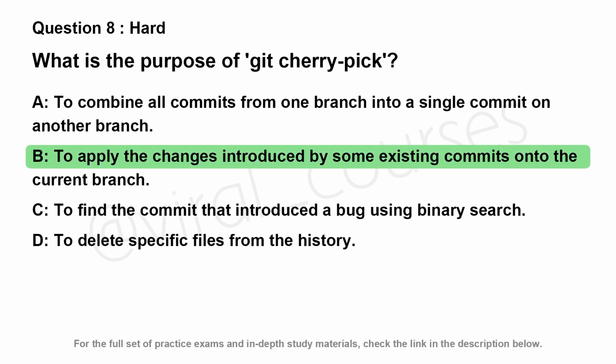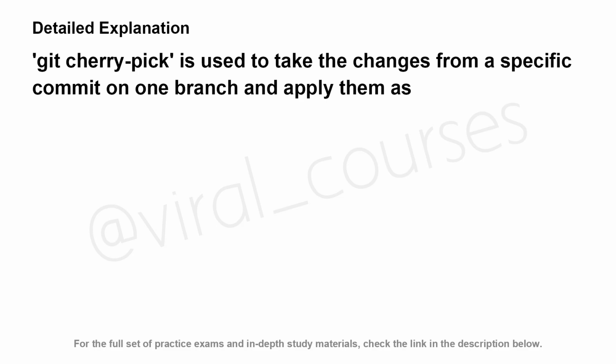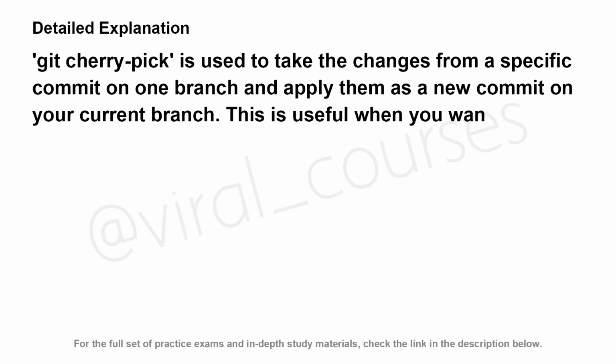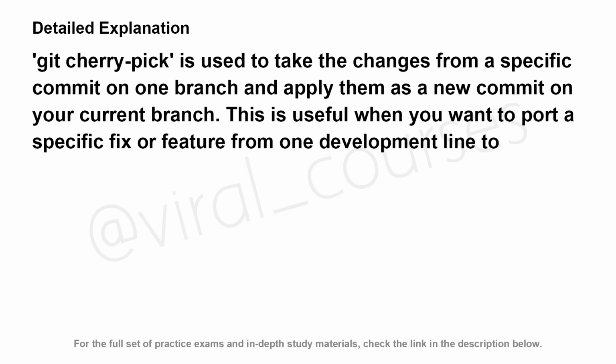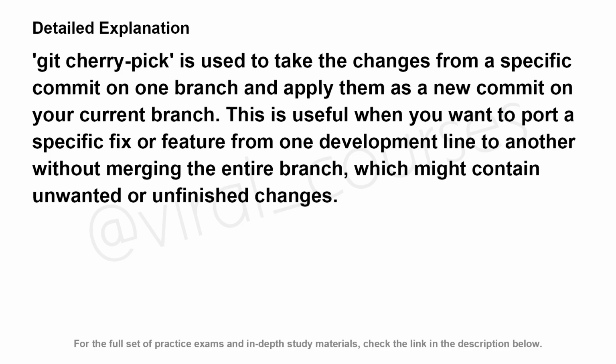The correct answer is B. Git cherry-pick is used to take the changes from a specific commit on one branch and apply them as a new commit on your current branch. This is useful when you want to port a specific fix or feature from one development line to another, without merging the entire branch, which might contain unwanted or unfinished changes.